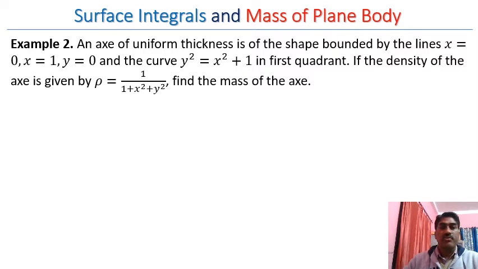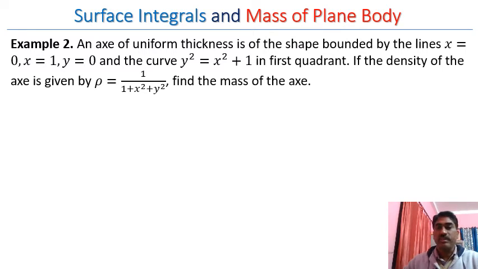An ax of uniform thickness is of the shape bounded by the lines x is equal to 0, x is equal to 1, y is equal to 0, and the curve y square is equal to x square plus 1 in first quadrant. If the density of the x is given by rho is equal to 1 by x square plus y square, find the mass of the x.